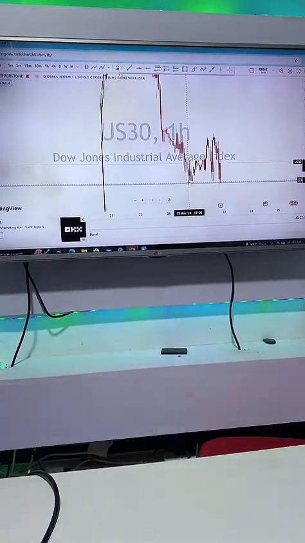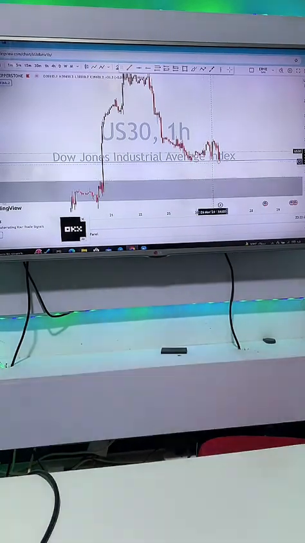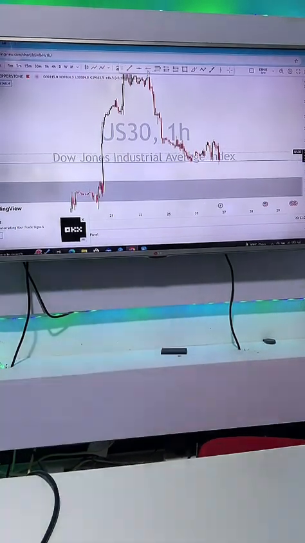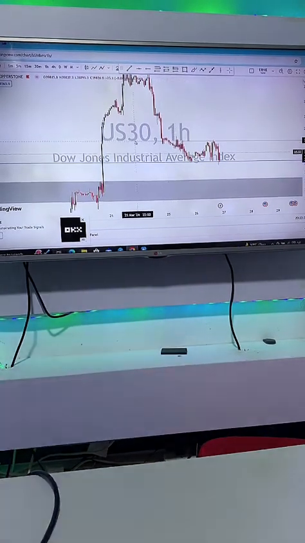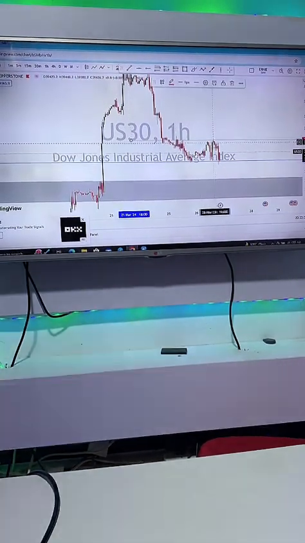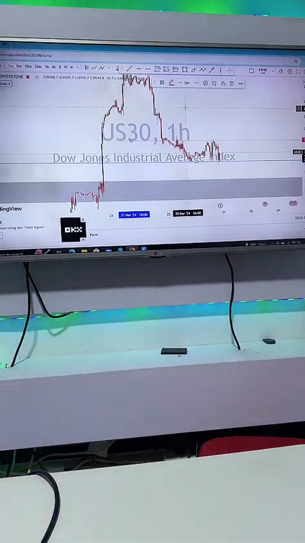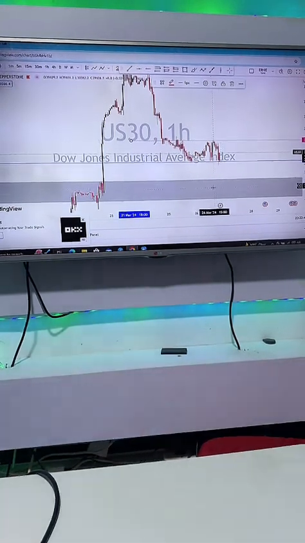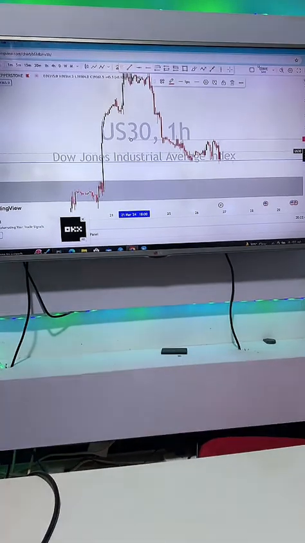I was waiting for it here, but it couldn't. It came in the evening when I'm done for the day. So tomorrow, looking at how the candles are, if a candle closes above here, the market will push up without testing this level. If it doesn't, it will surely come here and test this level before it pushes up.